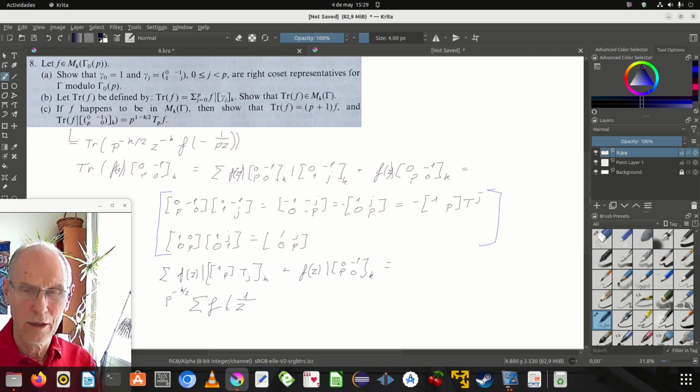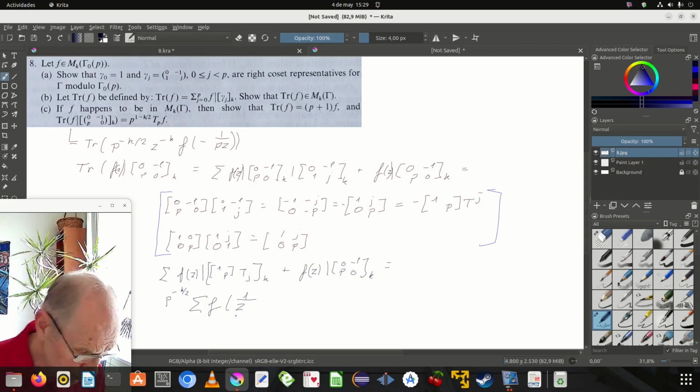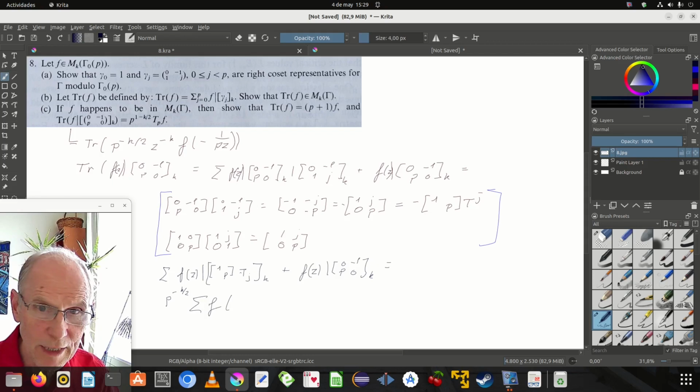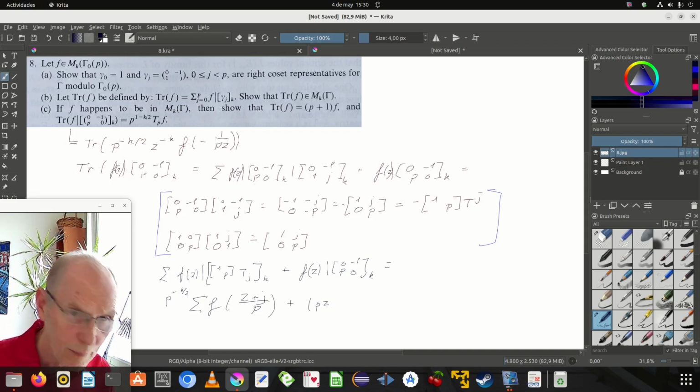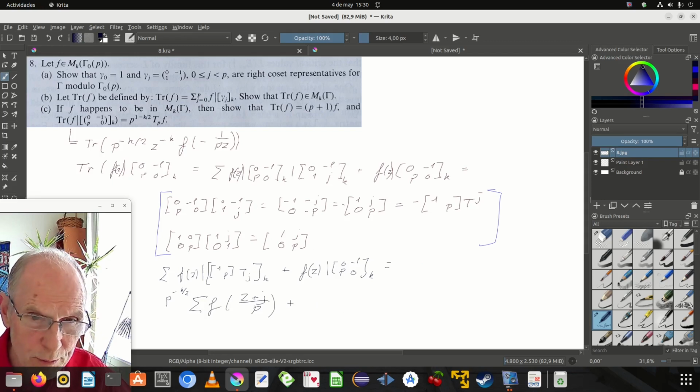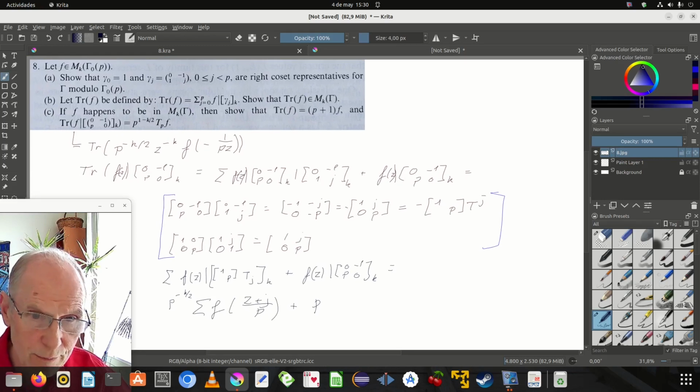Now, where's z? That was a little weird. Z divided by p. Oh my god. Z divided by t, and then z plus j divided by p. Yeah, plus, and then this is pz. The determinant is p, so it's p to k halves. So it's p to minus k halves, and then z to minus kth, f of 1 divided by p.